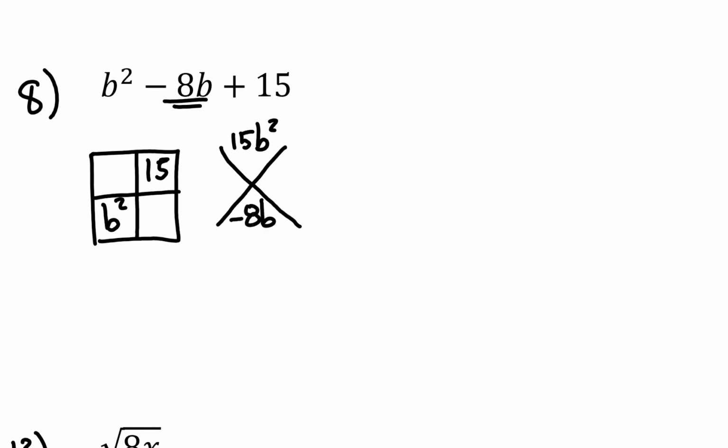So what are factors of 15 that are going to help me get negative 8? Well, I guess they're both going to have to be negative, right? Because I could do negative 3 times negative 5. That is positive 15. And when I add those together, I would get negative 8. So it looks like I'm going to break up the 8b as negative 3b and negative 5b. So I'll go ahead and put those in the area model, negative 3b and negative 5b. And it doesn't matter where they go, I'll get the same answer.